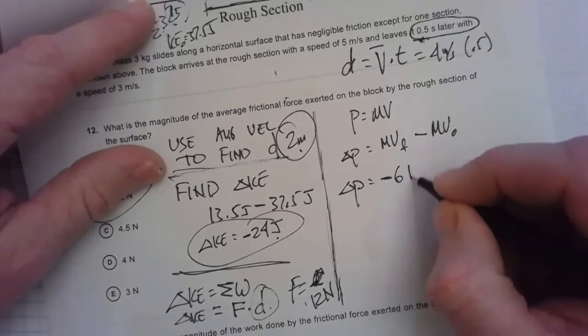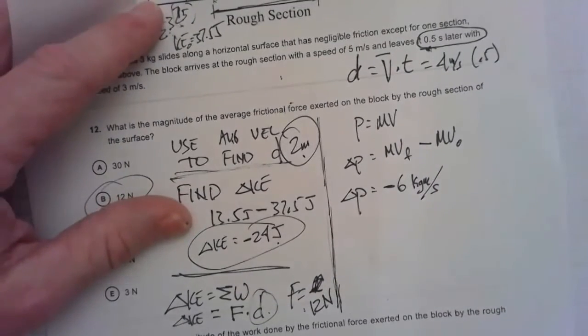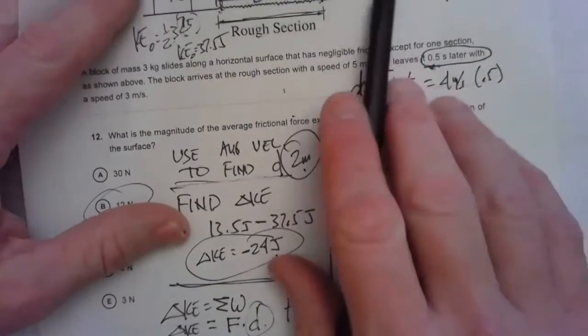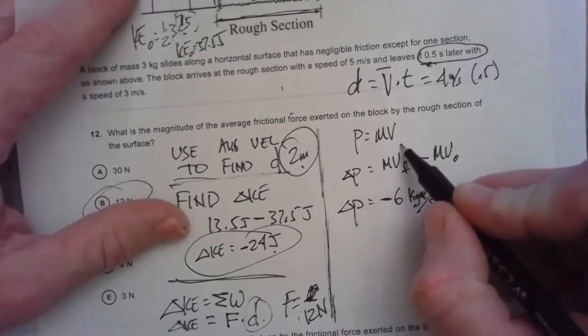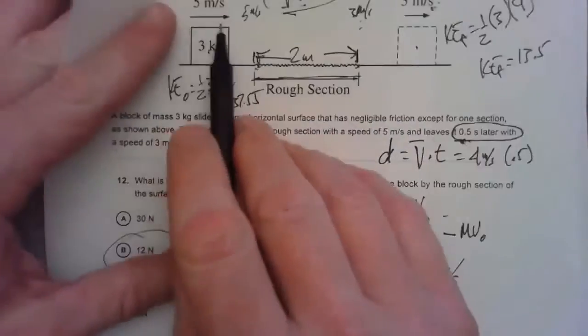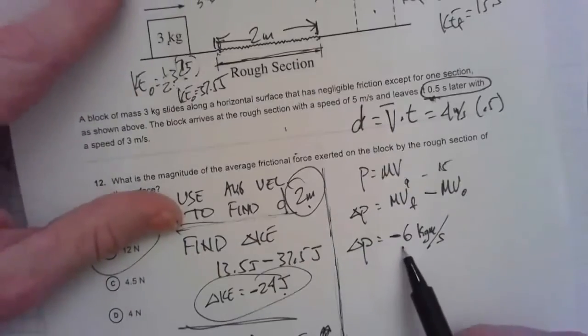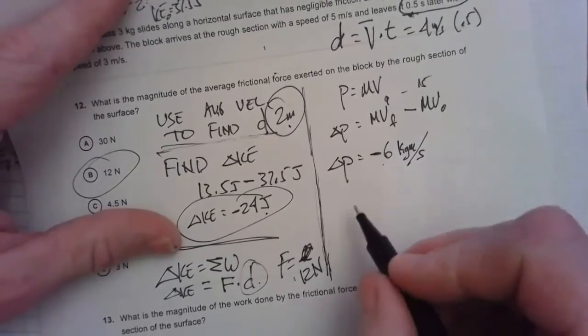The units of momentum are kilogram meters per second. They don't have a fancy name. So I did m v final, which is 3 times 3 kilograms, so that's 9, minus the original, which would be 5 times 3, which is 15, and that's where I got this negative 6 from. All right, so that's a quick introduction to momentum.